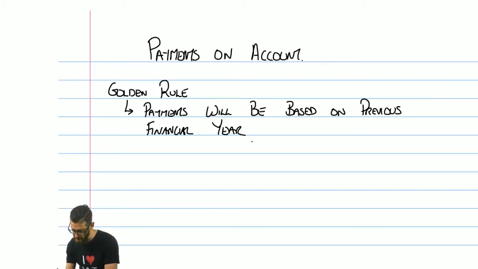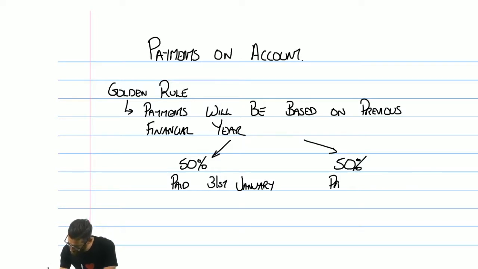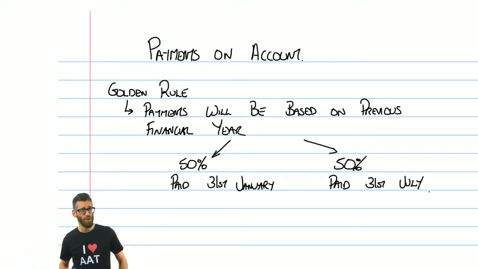And subsequently, what we would be asked to do is make a 50% payment on the 31st of January and a final 50% payment on the 31st of July. So as you can see, there is 6 months between these two payments.